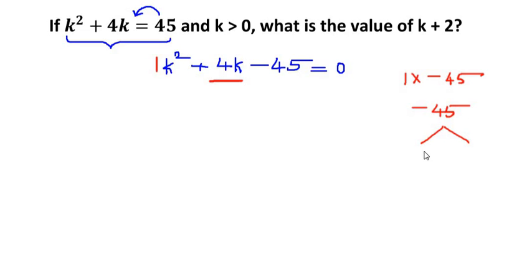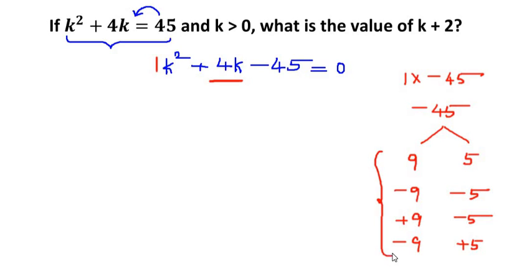So 45 I can think about is 9 and 5, because 9 times 5 is 45. And let us see, should we take both pluses, or the combination of minus 9 minus 5, or plus 9 and minus 5, or minus 9 and plus 5? So out of these 4 combinations, we have to check which suits well. When we multiply, it should give minus 45, and when we add or subtract them, it should give us plus 4.